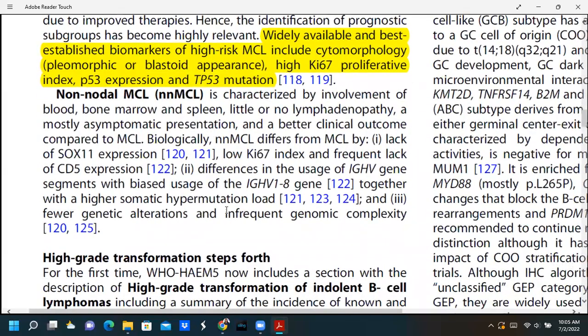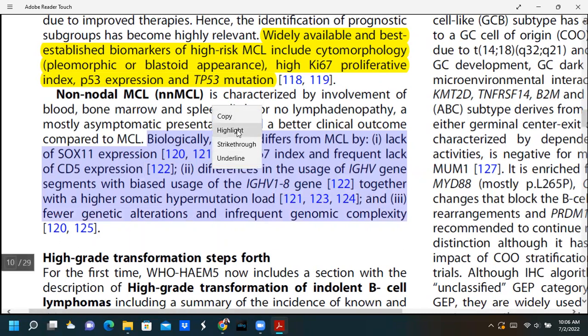Now the leukemic non-nodal that we used to call non-nodal MCL is characterized by involvement of blood, bone marrow and spleen, little or no lymphadenopathy, mostly asymptomatic presentation, and a better clinical outcome. Biologically, non-nodal mantle cell lymphoma differs from mantle cell lymphoma. Why? Because there will be a lack of SOX11. And then low Ki67 index, frequently lacking CD5 expression, differences in usage of IGHV gene segments with biased usage of IGHV1-8 gene, together with high somatic hypermutation load and fewer genetic alterations and infrequent genomic complexity.